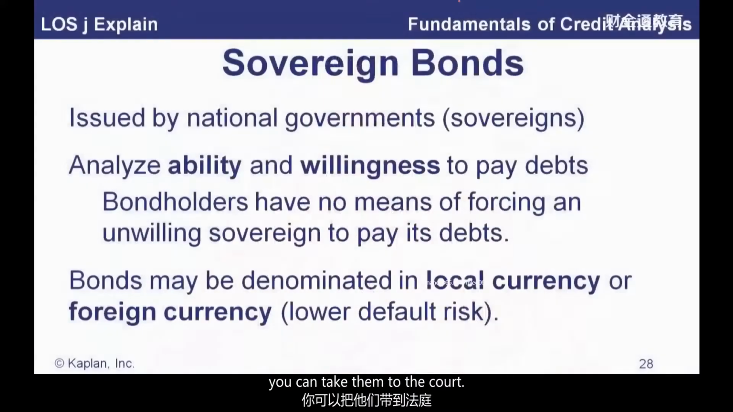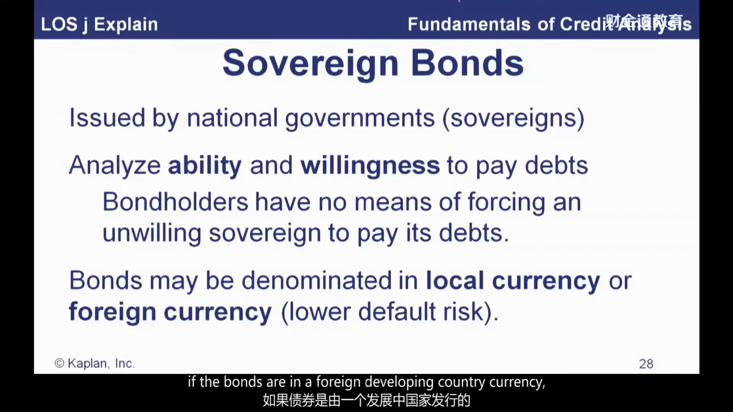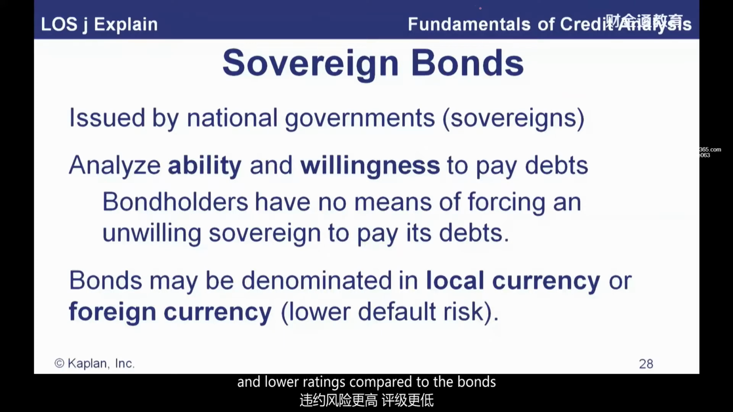You can't take them to court. Bonds may be denominated in local currency or foreign currency. And remember, there is lower default risk, that's probability of default, with local currency because they can print that or tax that or otherwise come up with it. If the bonds are in a foreign developed country currency, it's harder to come up with that currency. They have to actually buy it in the foreign exchange markets, and so they will have higher default risk and may have lower ratings compared to the bonds that are issued in the home currency.